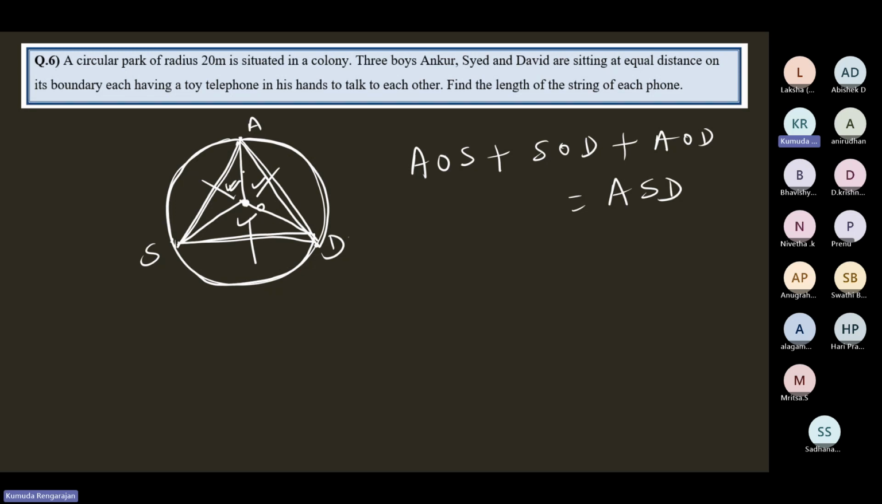Why are they identical? Because this is the radius 20, this is the radius 20, and this is the side of the equilateral triangle, A. Radius 20, side A. So you can see each of the triangles has the same sides: 20, 20 and A. The sides of the three triangles are 20, 20 and A.